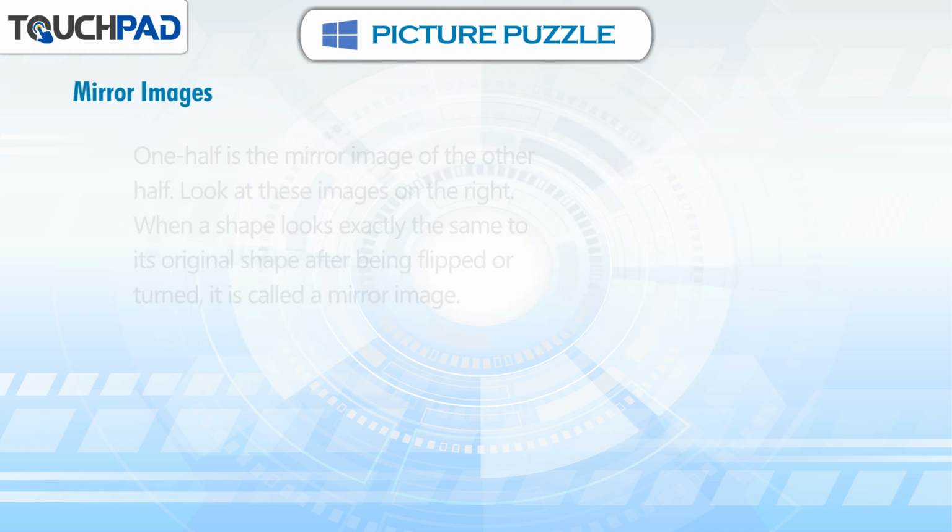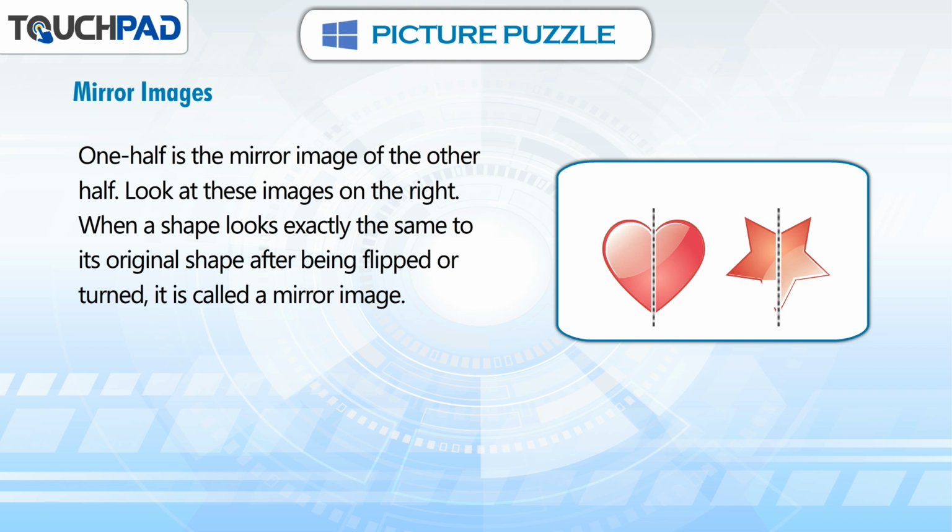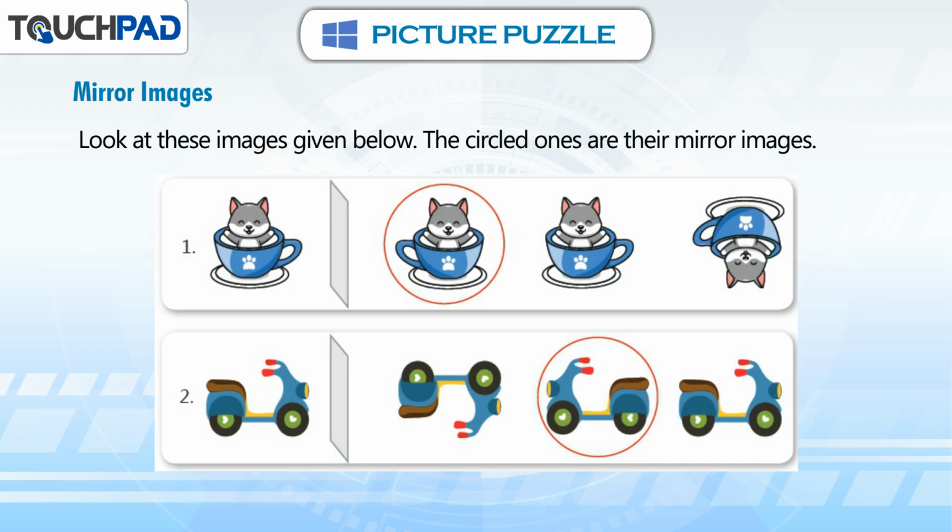Mirror image. One half is the mirror image of the other half. Look at these images on the right. When a shape looks exactly the same as its original shape after being flipped or turned, it is called a mirror image. Look at these images given below. The circled ones are their mirror images.